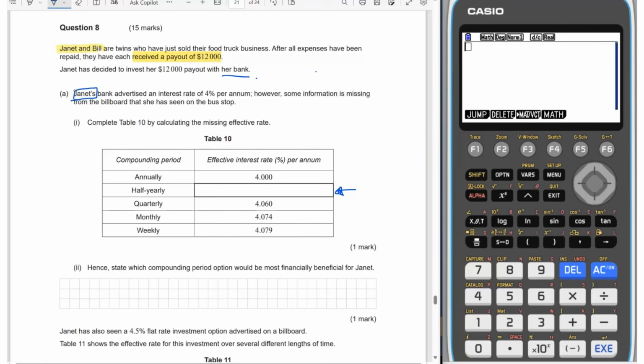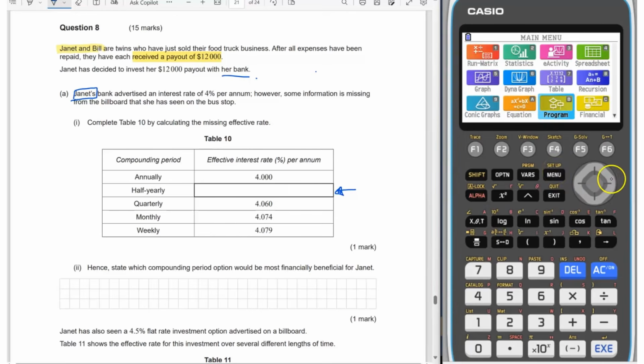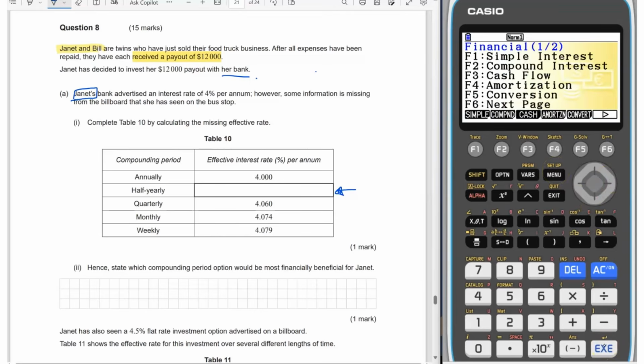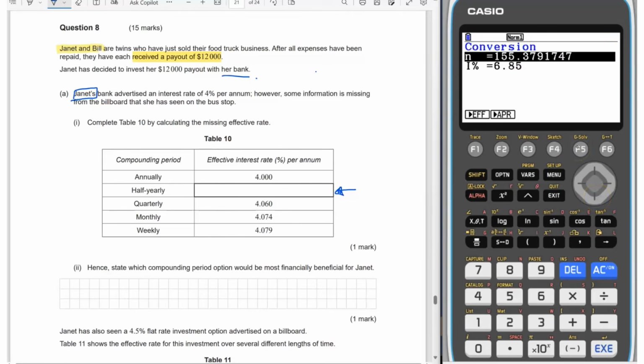Now, an effective interest rate is an annualized rate, and it makes it easier to compare different options when we have different compounding periods. So with this one here, we're just going to jump into our finance menu, and we're going to come down to conversion, which is F5, and this is where we're going to be entering stuff. So our N in this case is just going to be how many times we compound per year, and it's going to be equal to 2, and it's a 4% interest rate.